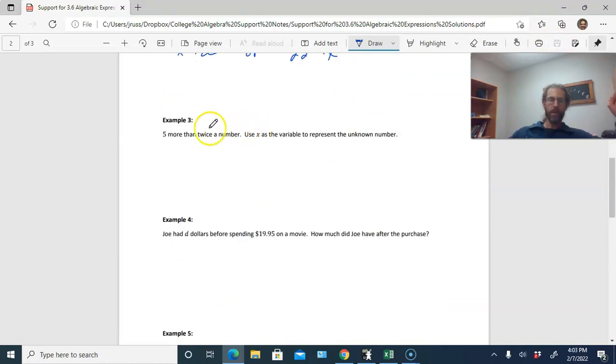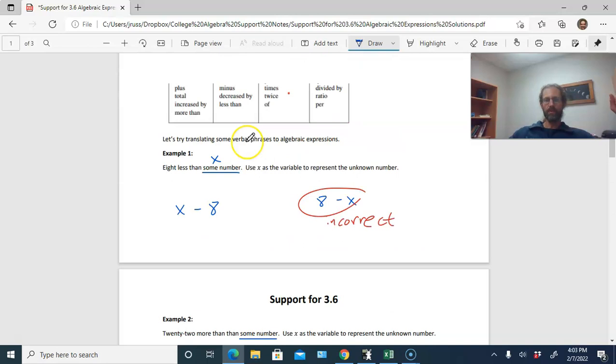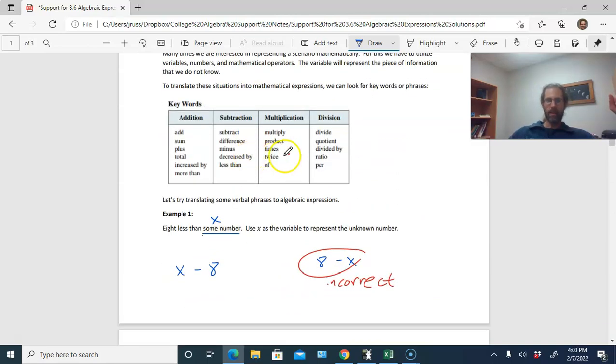Okay, number 3. 5 more than twice a number. Well, 5 more than, that probably means we're going to be adding 5 to something. Again, we don't know what that number is, so we're going to use x. But this says 5 more than twice a number. So you've got to know what this word twice means. You can look back in your chart here. Twice means multiply. More specifically, it means multiply by 2.